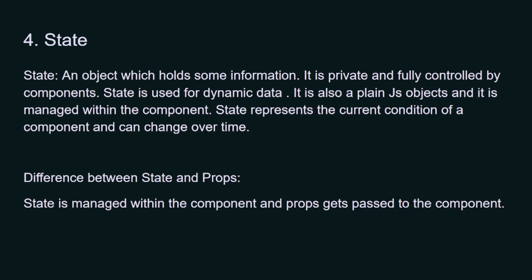After that we have the state. So an object which holds some information. It is private and fully controlled by components, and state is used for dynamic data. It is also a plain JavaScript object and it is managed within the component. So state represents the current condition of a component and can change over time. So the difference between state and props is that state is managed within the component and props get passed further down to the child in the component hierarchy.